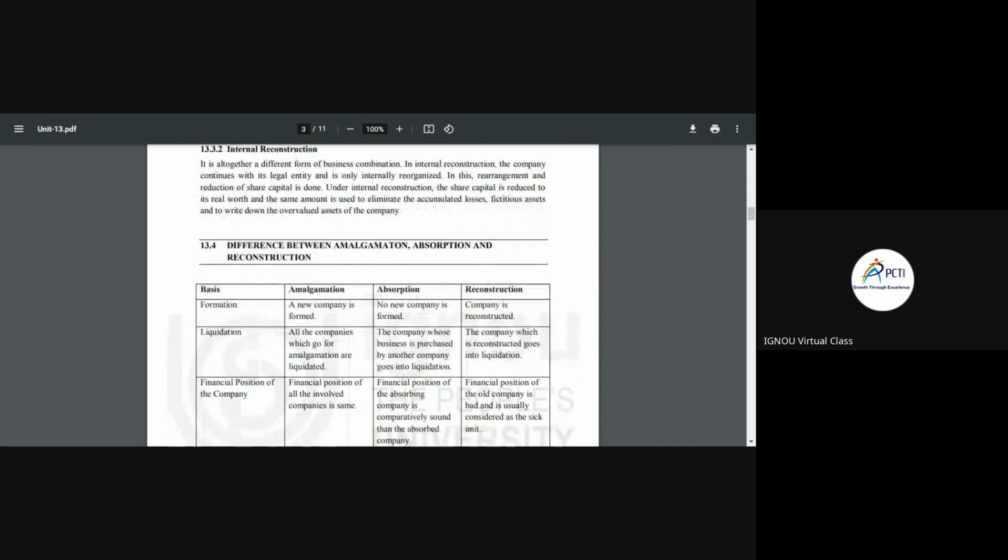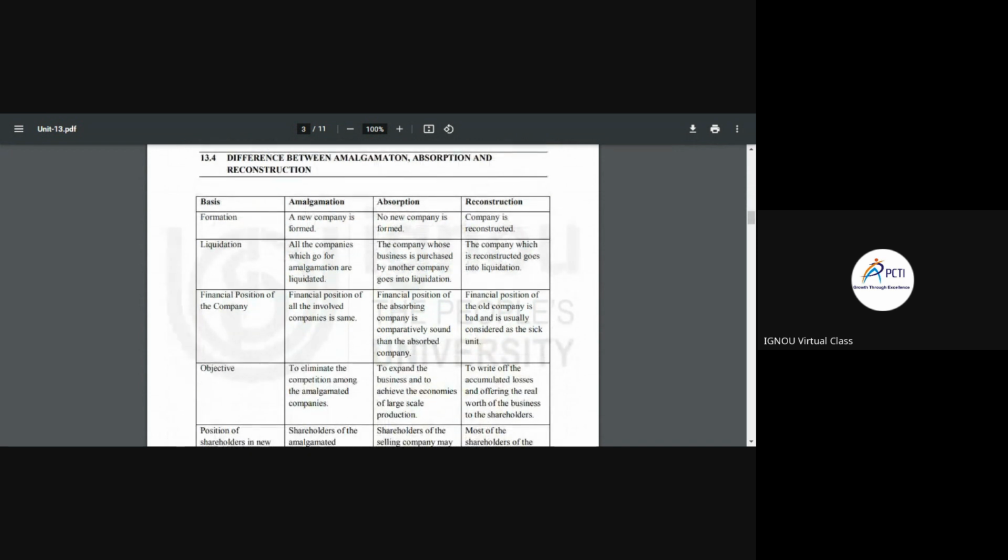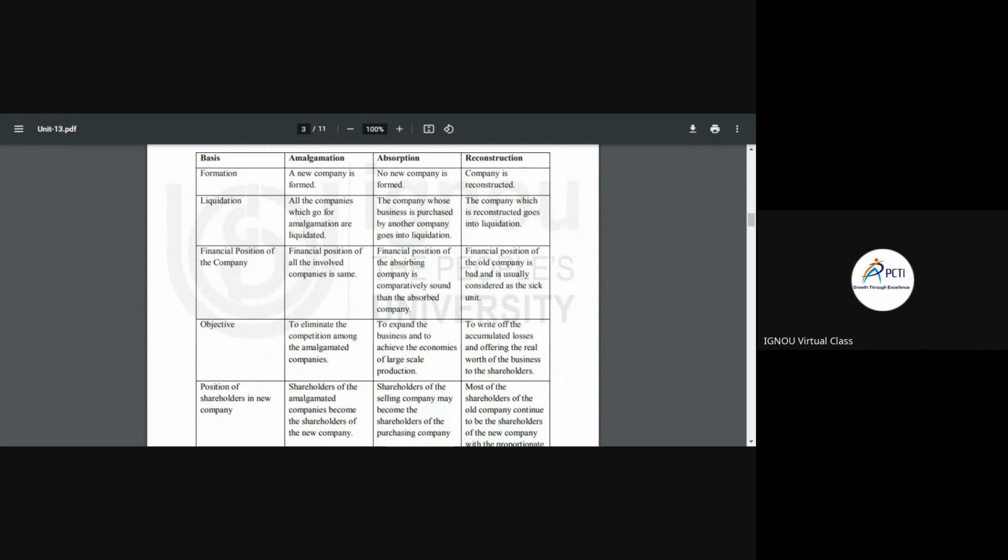Then, what is the difference between amalgamation, absorption, and reconstruction? Here we have a difference. First one is of formation.